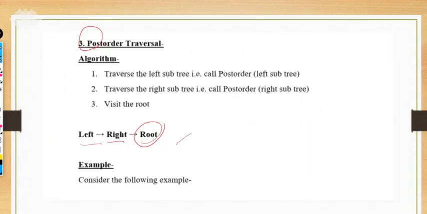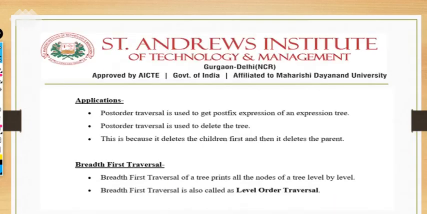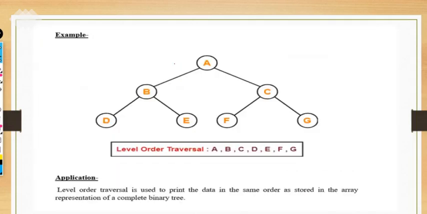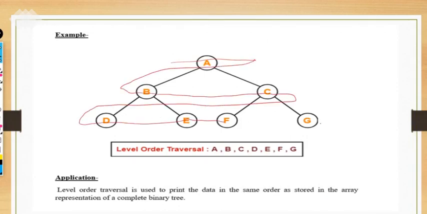One more thing: the next we have the applications, of course, to find the postfix expression and to delete the tree and all. So it's very easy, you can cover. Next, breadth first search, it's very important. Breadth first search is also known as level order tree traversal. Why is it so? Because here we are traveling breadth wise, like first we will cover A, then B, then C, then again D, E, F, G. Level by level we will cover each and every node. So either you can say breadth first traversal or level order traversal. Both are the same.